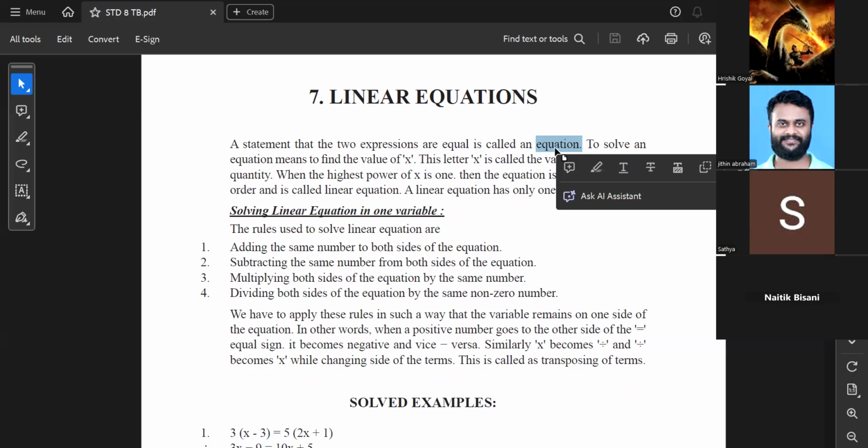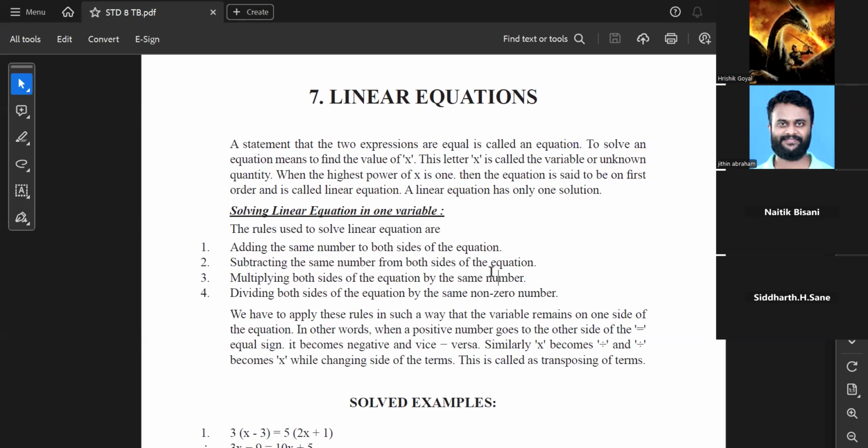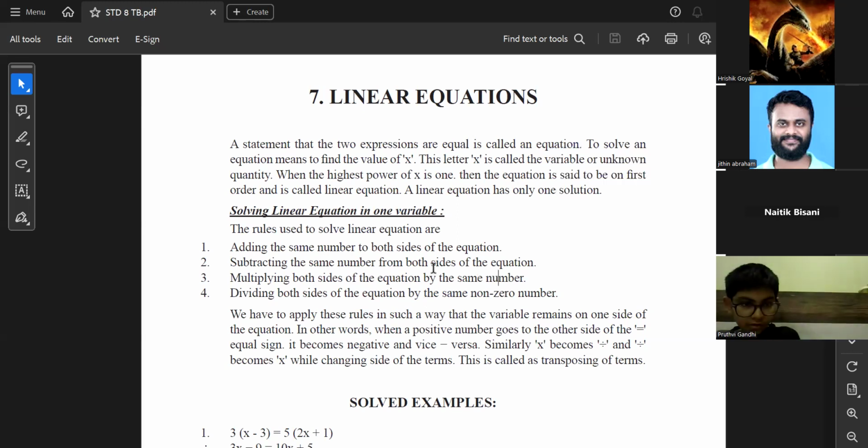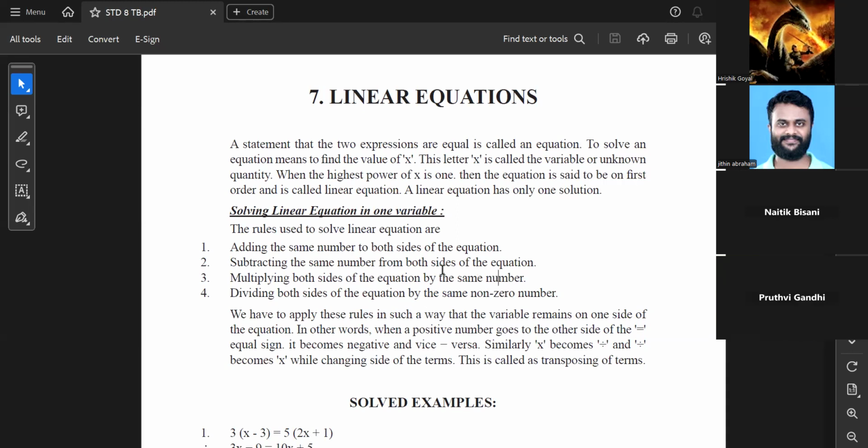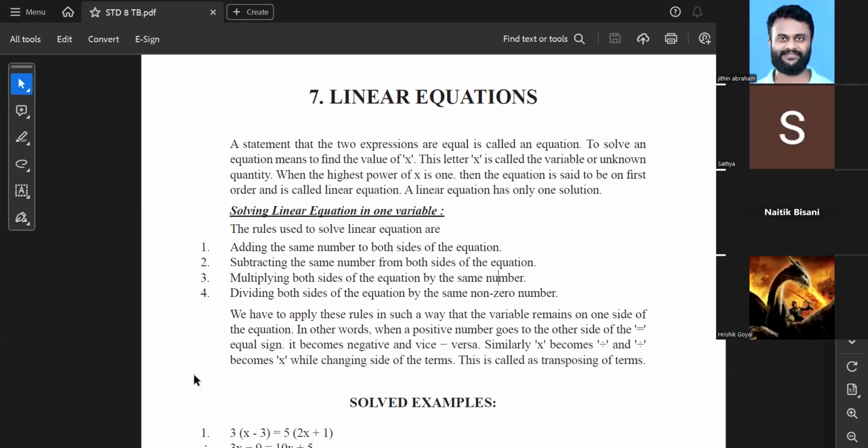Yes, Rishik, what's your query? You haven't solved all of the questions from the worksheet. No, I have paused that worksheet. So I will be continuing with some concepts and then I will be resuming the worksheet later. Okay, sir. Thank you, sir.